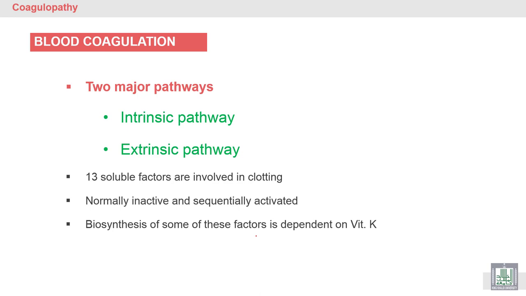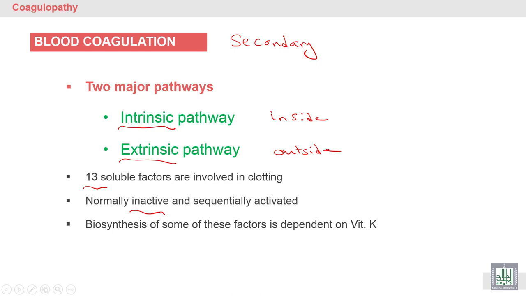Blood coagulation, or the secondary coagulation. We have two major pathways, the intrinsic pathway and the extrinsic pathway. Intrinsic pathway means that all the factors are present inside the blood vessel, while extrinsic pathway means that the factor may be outside the blood vessel. We have 13 soluble factors, normally inactive, and when in need they will be sequentially activated, in sequence or cascade. So sometimes we call the coagulation system the coagulation cascade.